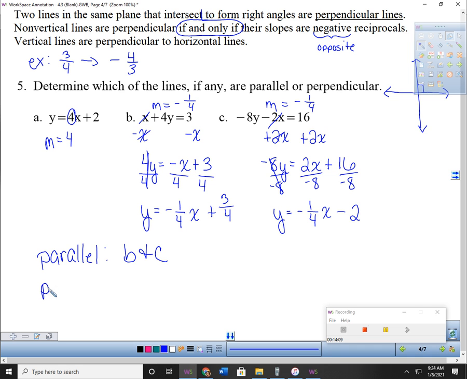No. All right, perpendicular. Those are opposite signs and they are flipped. So if you think about the slope of this one, this is really 4 over 1, right? If you have an integer here. So if I flipped that, that would be 1 over 4, right? So this is positive. So for something to be perpendicular to it, it would have to be negative 1 over 4. That's both of these, right? So A and B are perpendicular, and so are A and C.